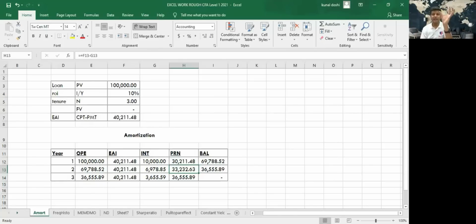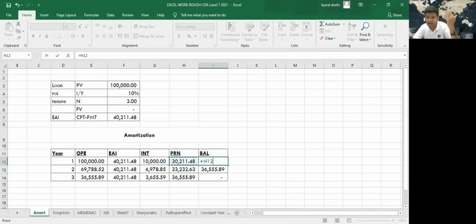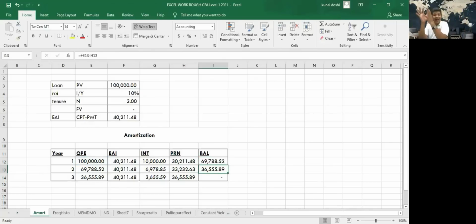Correct? At the beginning of the year, I had a 100,000 loan. Of that, interest is 10,000. The remaining portion goes to the principal repayment, so 30,000 is the principal repaid. And how did I get the balance? The balance is the initial principal minus the principal repaid. That closing balance is my outstanding loan at the end of the first year, the balance in the loan account. Everyone with me?